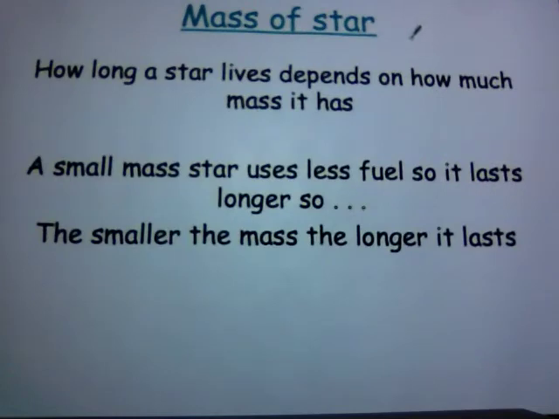Now, if you'll go back up to the tab entitled Mass of Star, the mass of the star determines how long a star lives. A small mass star uses less fuel, so it lasts longer. So the smaller the mass, the longer it lasts. A large mass star will burn up very quickly and die sooner.